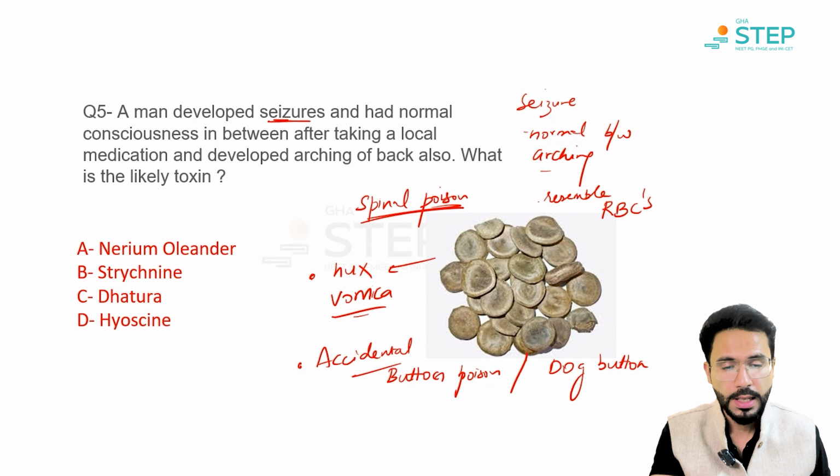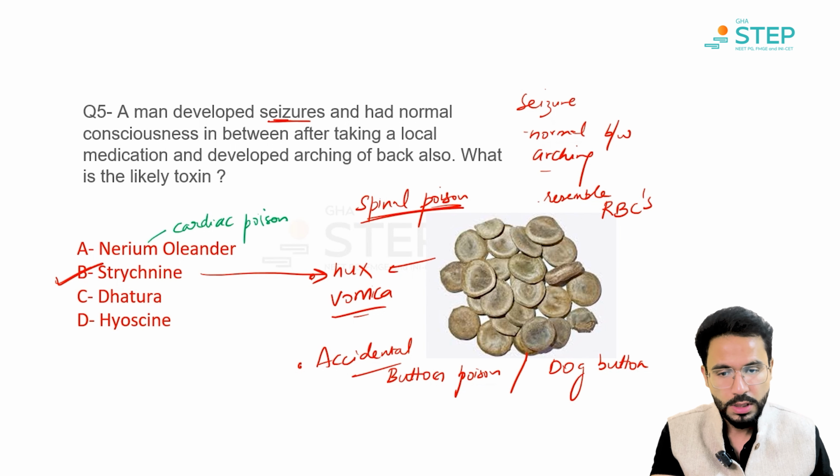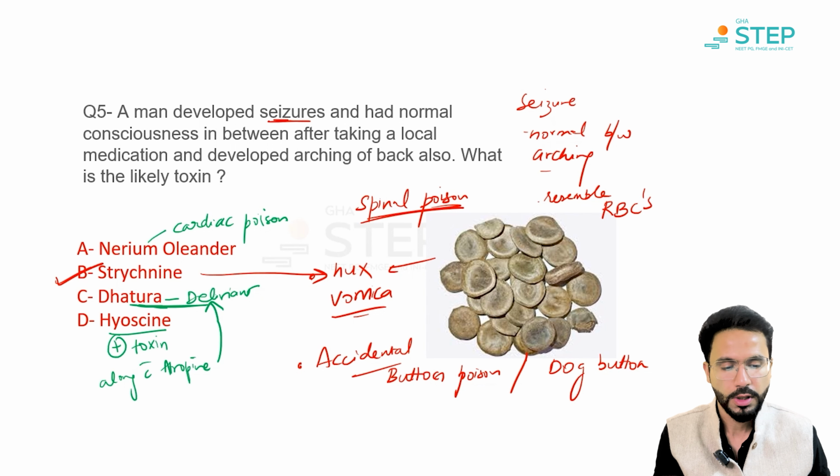Because animals like dogs can eat these poisons easily because they're small in size, easy to eat and odorless. So this nux vomica contains the toxin that is strychnine. So your correct answer is strychnine. Why is Nerium odorum, oleander, not an option? Because this is a cardiac poison. What is Datura? Datura we discussed, it is a deliriant. Then what is hyoscine? Hyoscine is another toxin along with atropine that is present in Datura. So the correct option is strychnine.